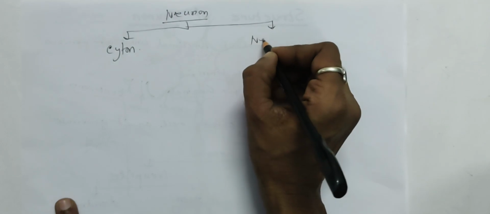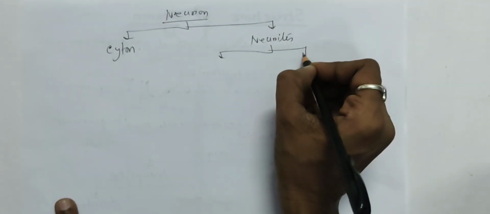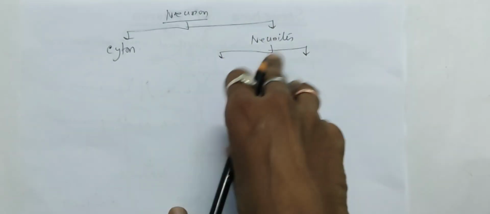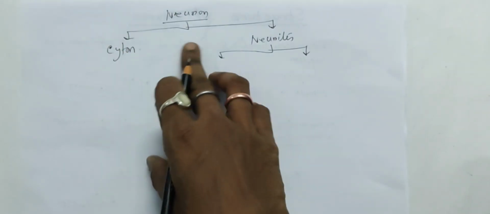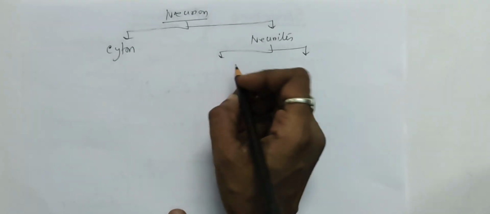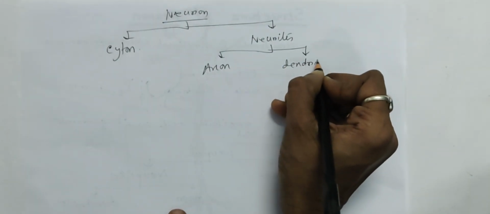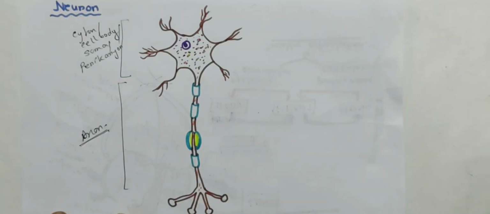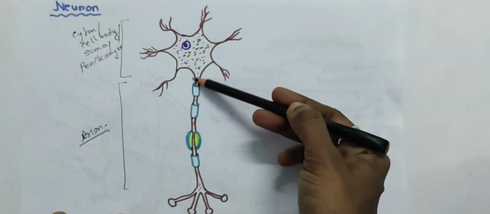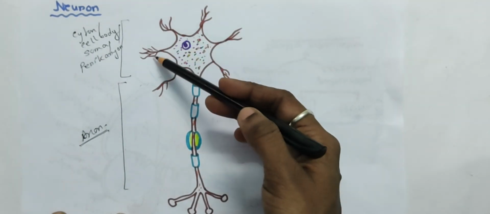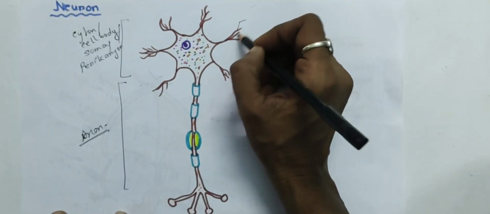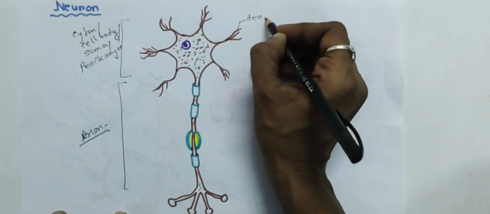Neuron is divided into two parts, cyton and neurites. Neurite is actually the process that extends from the cyton. So neuron is divided into two parts, cyton and neurites. Neurites are further divided into axon and dendrites. Okay. So here is the axon. This part is axon, and these are the dendrites. Dendrites are the fine branches.